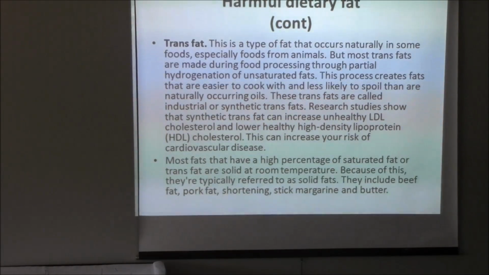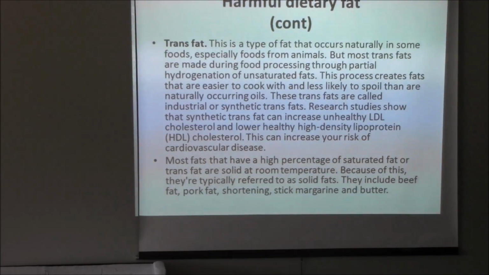Trans fats, they have to label them now if a food has trans fat, because it was so bad for people that a lot of foods now say no trans fats. This is a type of fat that occurs naturally in some foods, especially foods from animals, but most trans fats are made during food processing. So if you read a label that says hydrogenated oils, hydrogenated means it's been processed in such a way that it's become unhealthy. So if you see hydrogenated, then stay away from it if you can. They're easy to cook with and less likely to spoil, which is why those became so popular in years gone by.